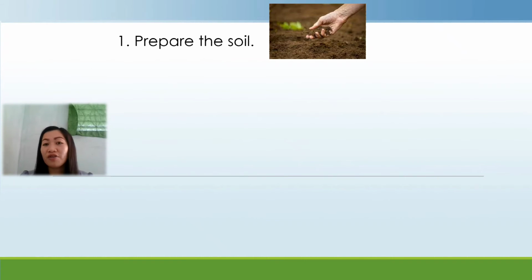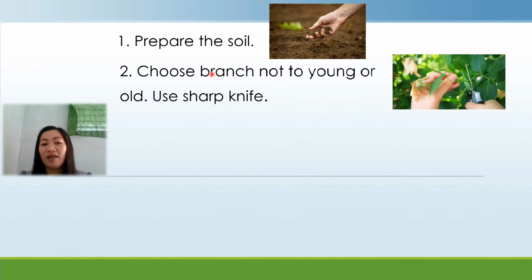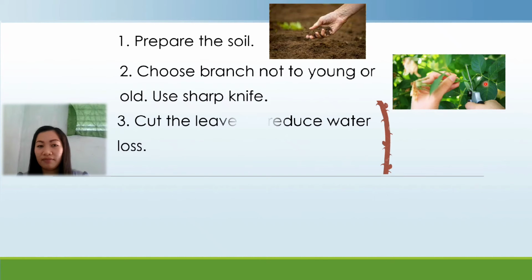First thing you have to do is prepare the soil. Next, you have to choose a branch not too young or old. You have to use a sharp knife. Again, you have to go to the matured plant and get a stem or a leaf, not very young, not very old, but the matured one. And then cut it.